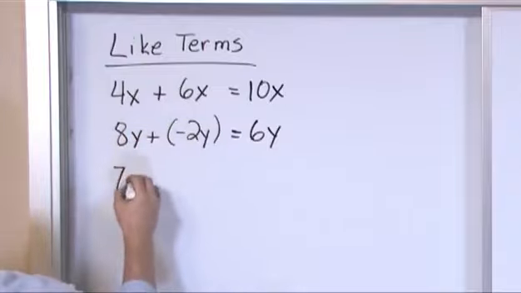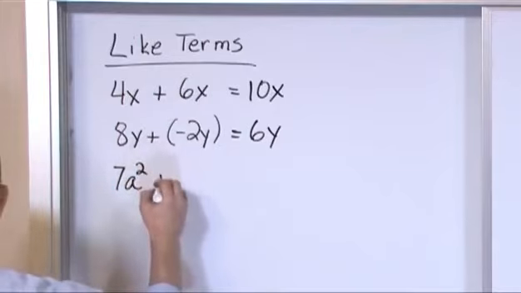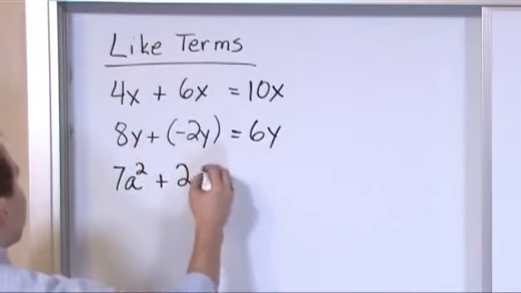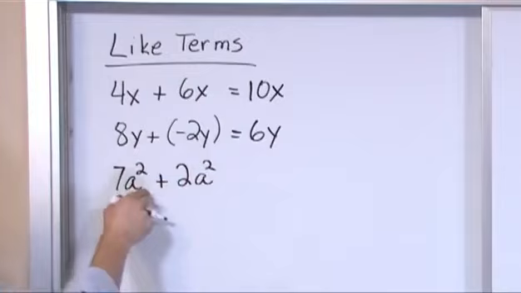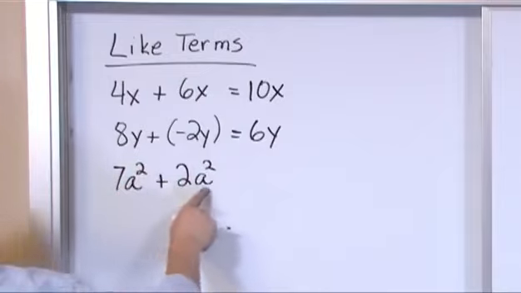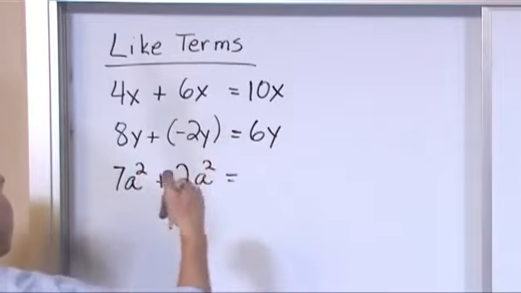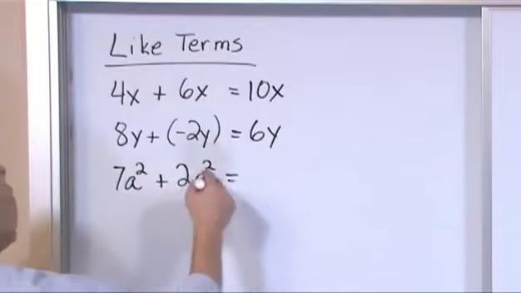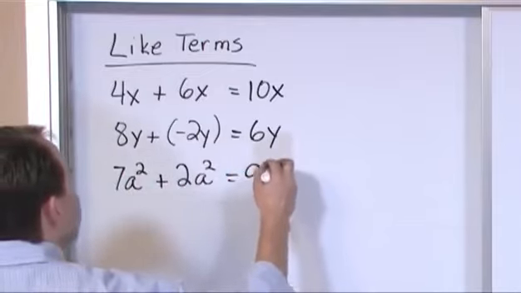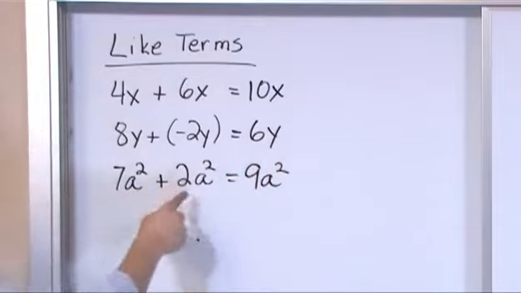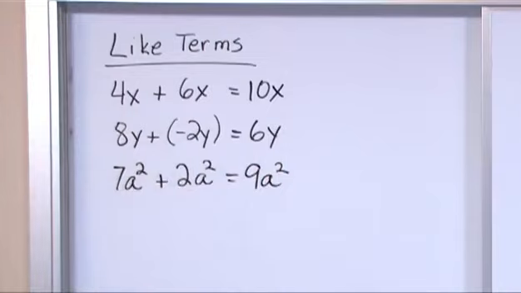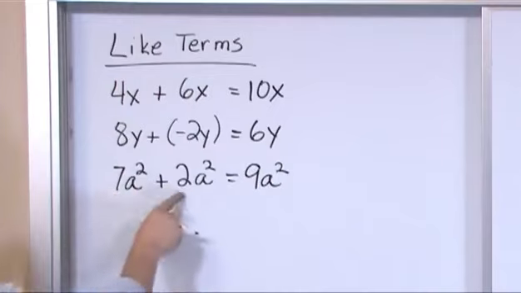But if I had 7a squared and I add to that 2a squared, here's the variable. It's squared, but over here I've got the same variable squared, so they're like terms. So I can add 7 plus 2 and get 9a squared. As long as the variable looks exactly the same in both of my little terms here, I can collect these guys, add up the numbers, and carry along my little variable.